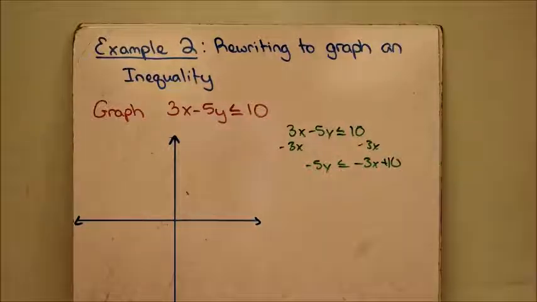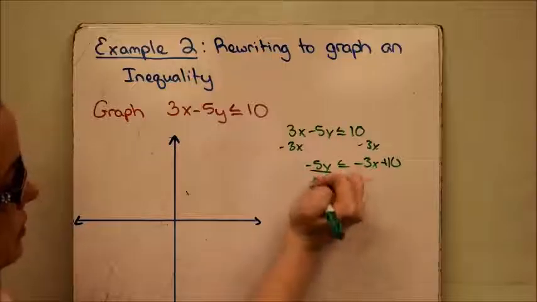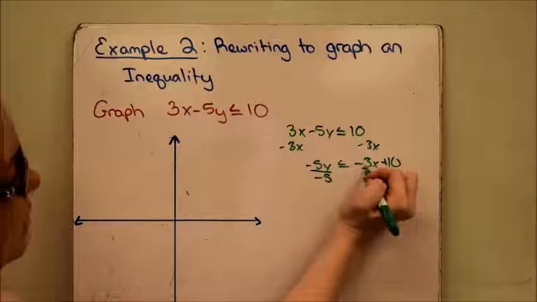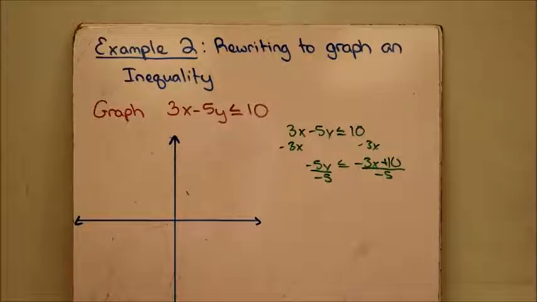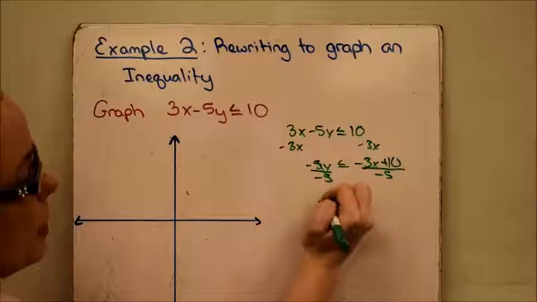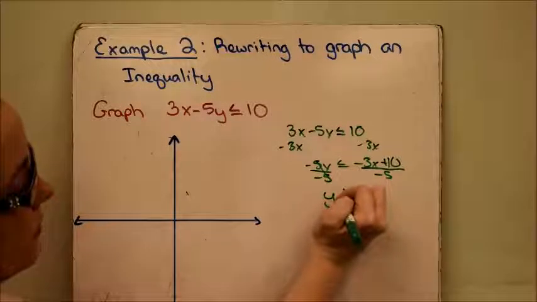That was a bad drawing, I'm sorry. We haven't changed our inequality sign, we just dropped it down. Now to get y by itself, we're going to divide by negative 5. If you remember from last semester when dealing with inequalities, you always flip your sign if you multiply or divide by a negative number. That's something really important to remember. So we're going to go ahead and flip our sign.